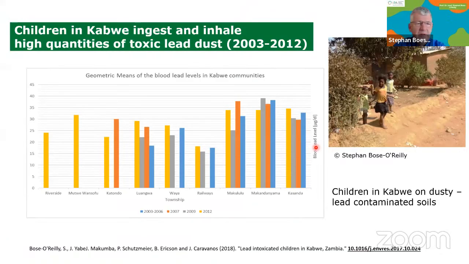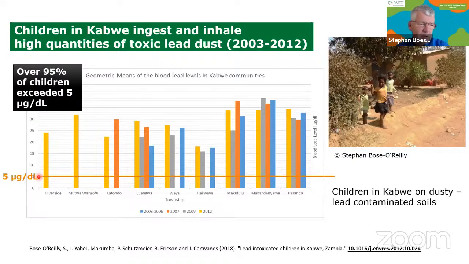Here are a few results. These are results from the year 2003 to 2012, for example. These are the different townships. And here is the scale from 10 to 45 micrograms per deciliter of lead. And at the moment, we say a level above 5 micrograms per deciliter should cause some action. So all the different townships had increased mean levels of blood lead.